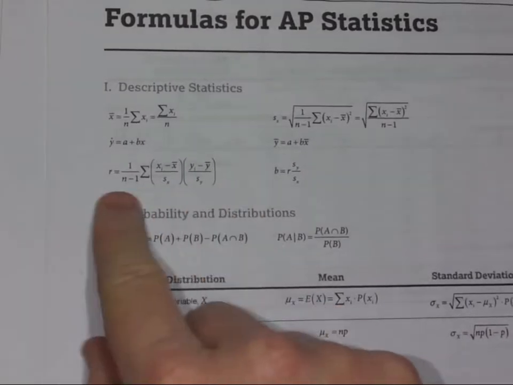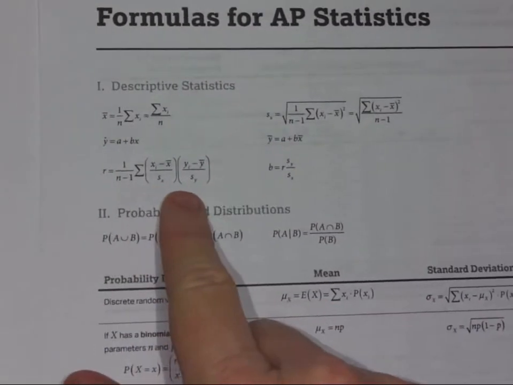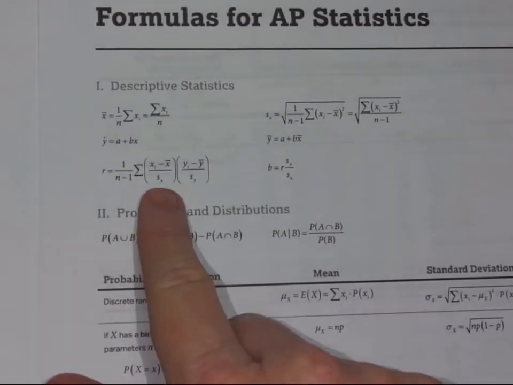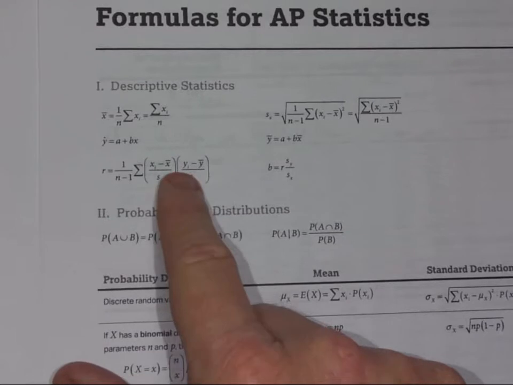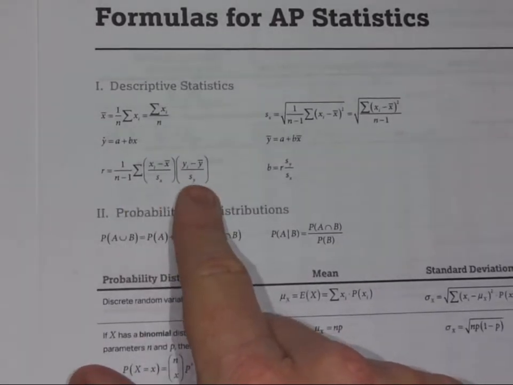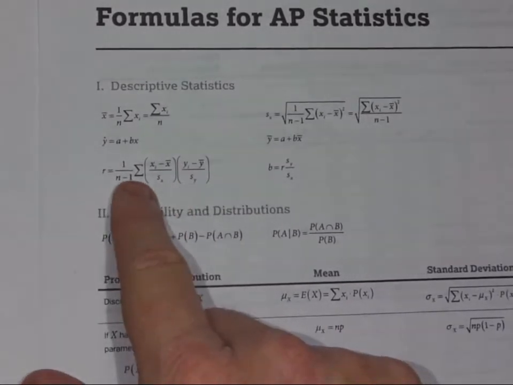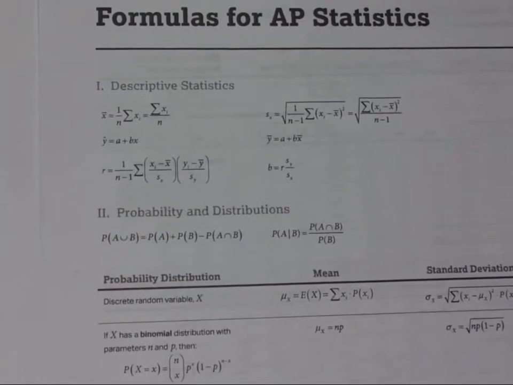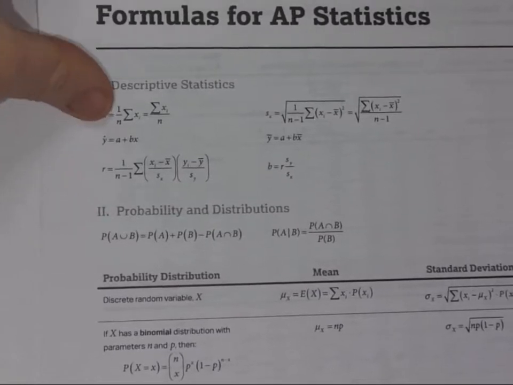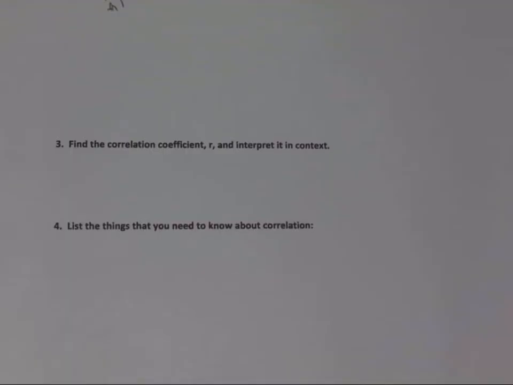But so there's the formula for it. And we could talk about this. I mean, it's basically standardizing all your X values, finding the Z-score for your X values, X minus its mean over the standard deviation, and then standardizing the Y values for every point, multiplying them, and then averaging them, adding them up and dividing by the number of numbers minus 1. So it is the average of the products of the Z-scores for your X's and Y's. Not really important for you to know that. But what is important is for you to be able to explain what R means.